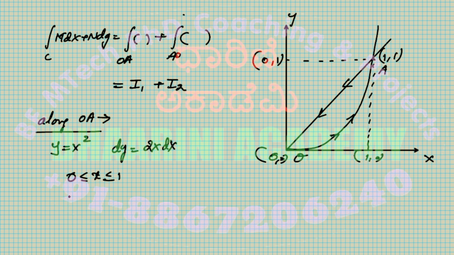So that means we are varying from 0 to 1. So I1 is equal to, we'll start from 0 to 1. Okay, so we'll make the same substitutions like this. Wherever I see y, I'll put x squared. Correct? I think I didn't note down the M and N here. I'll quickly just see that.